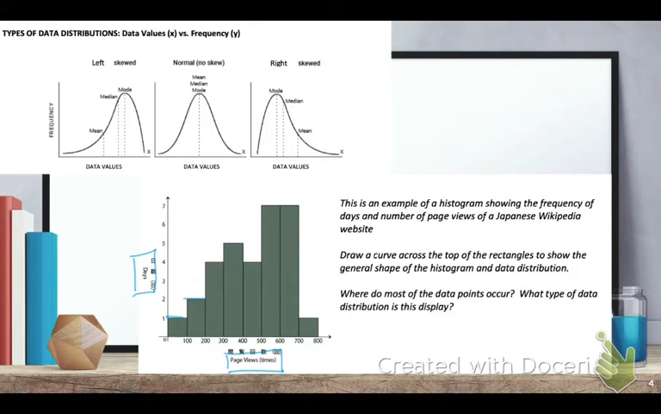So we're going to draw a curve across the top of these rectangles so we can turn this into one of the type of data displays we've just been talking about. So I'm going to follow the shape of this, and then it falls off. So where do most of the data points occur? Well, most of them occur in the upper end of our data display. And so that is a left skewed distribution.